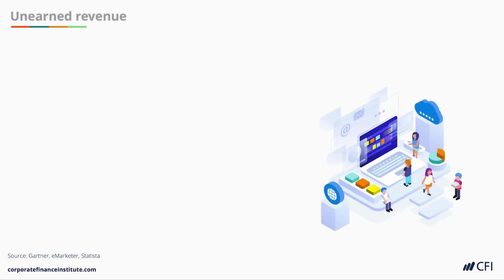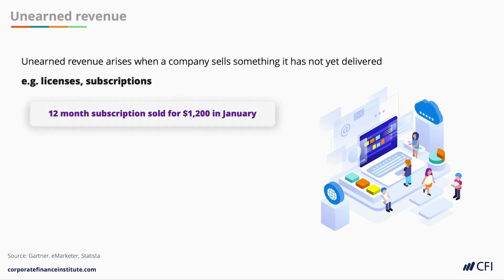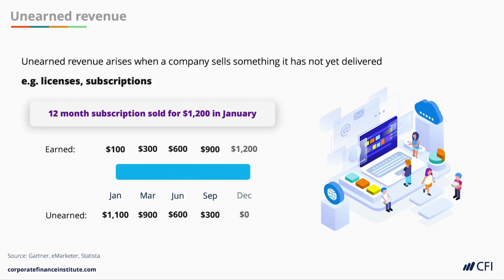Unearned revenue arises when a company sells something it has not yet delivered. In Espresso Software's case, it's for software licenses and subscriptions over a period of time. As the period expires, a portion of the subscription amount is included in income. The balance is shown as a liability.